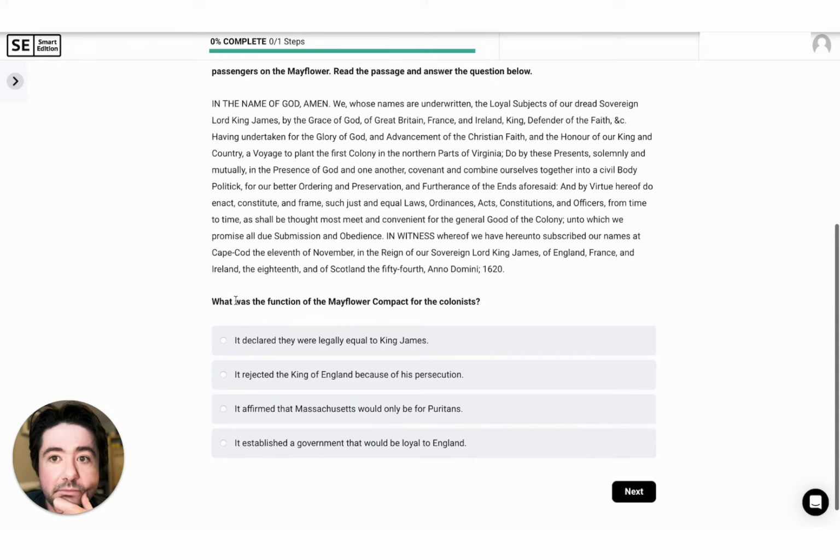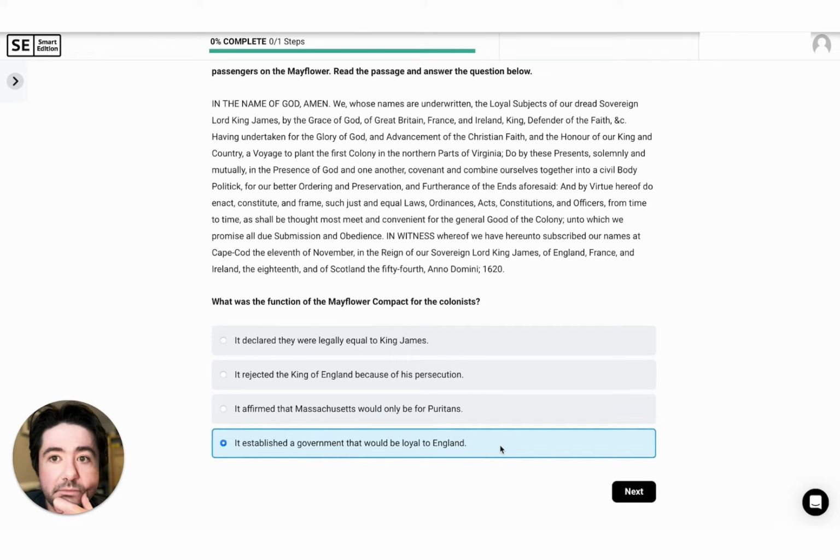Question 2. What was the function of the Mayflower Compact for the colonists? It declared that they were legally equal to King James. It rejected the King of England because of his persecution. It affirmed that Massachusetts would only be for Puritans, or it established a government that would be loyal to England.